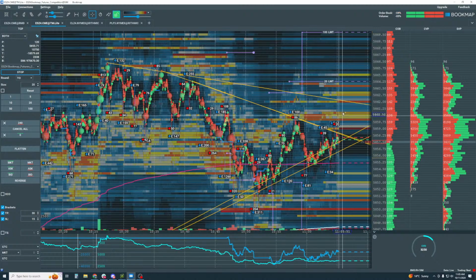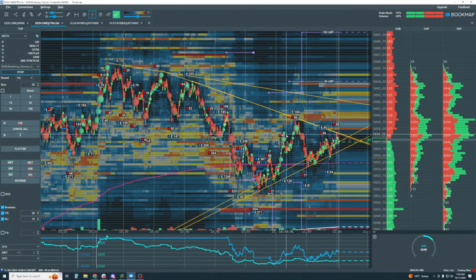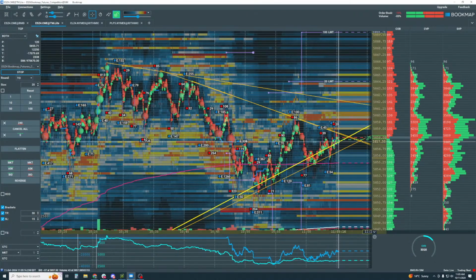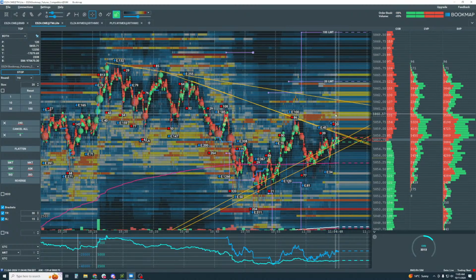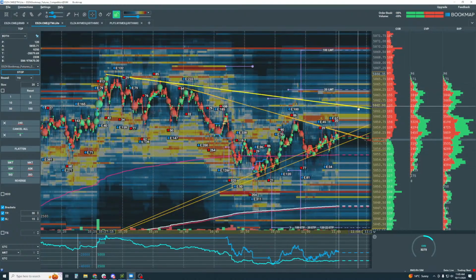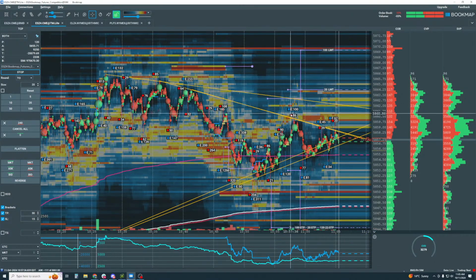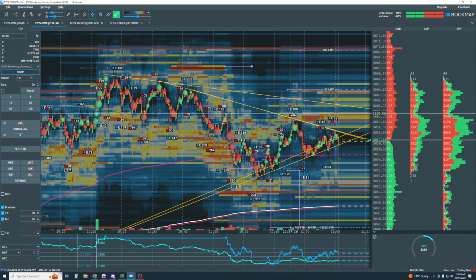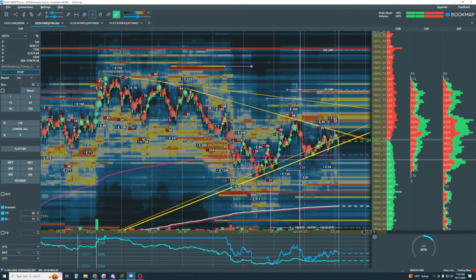You can see the battle here with the liquidity on the offer. So do we get enough demand to trade into and through this supply on the offer, is the question. Maybe they'll pull this liquidity in here. We'll see. But at the moment, we are in this wedge pattern.